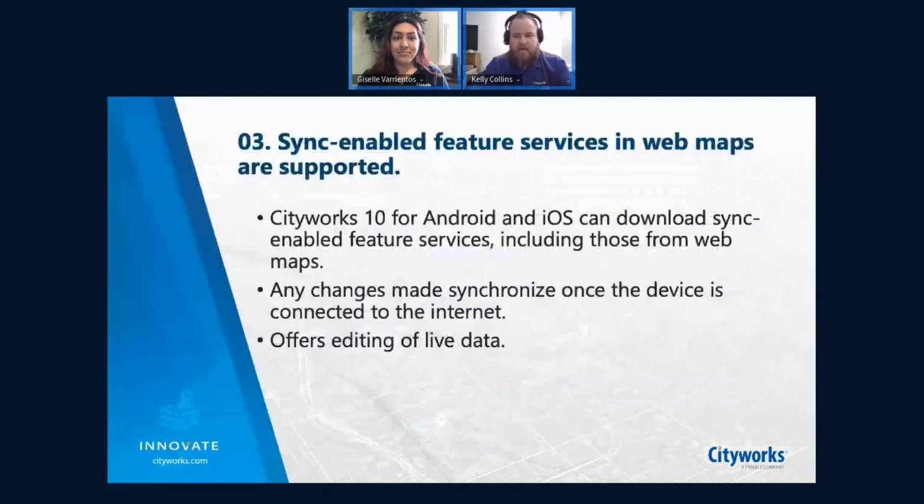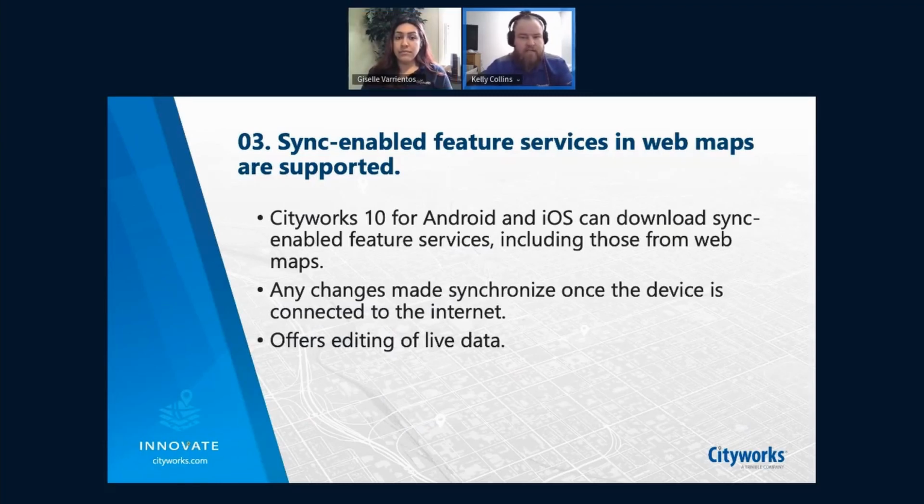So let's go ahead and hop to the next slide so we can talk about our next feature. Our next feature is sync-enabled feature services in web maps. These are now supported within Cityworks 10 and Cityworks 9, like I talked about a little bit earlier on those dot versions. So Cityworks 10 for Android and iOS can download sync-enabled feature services, including those from web maps. Any changes made synchronize once the device is connected to the internet.